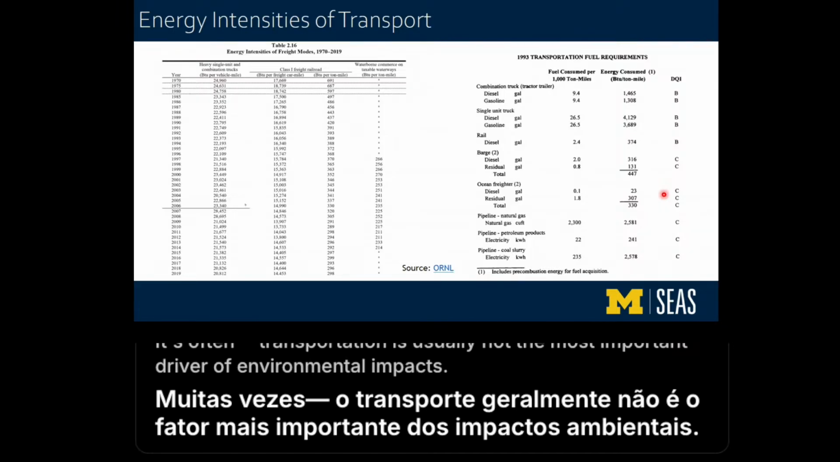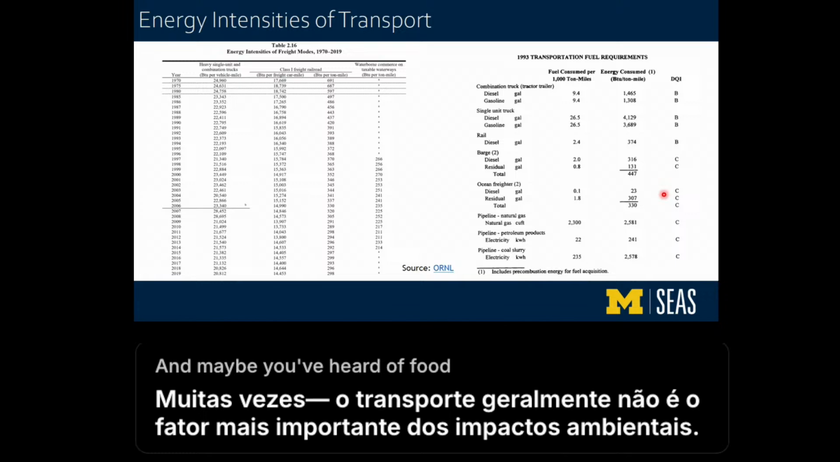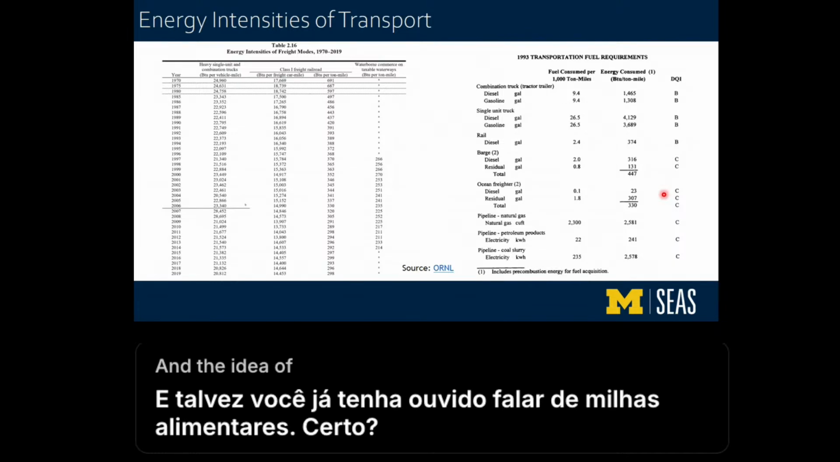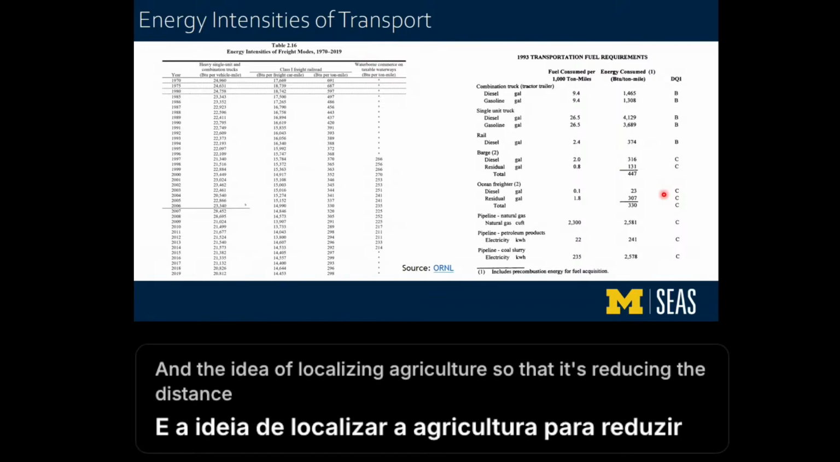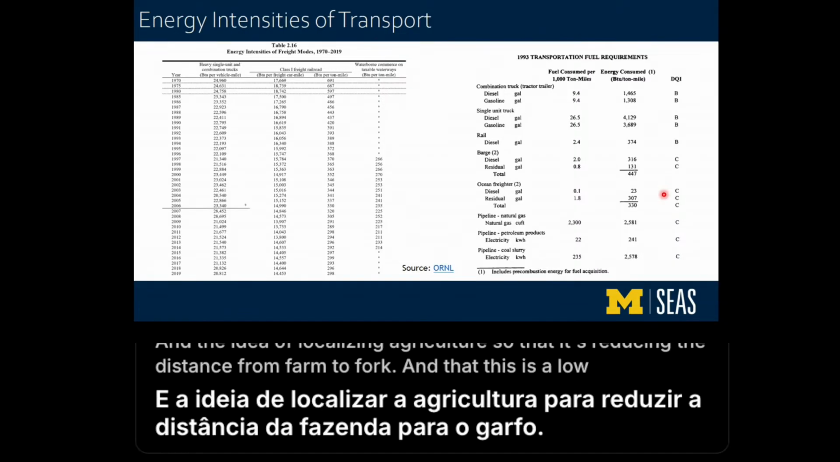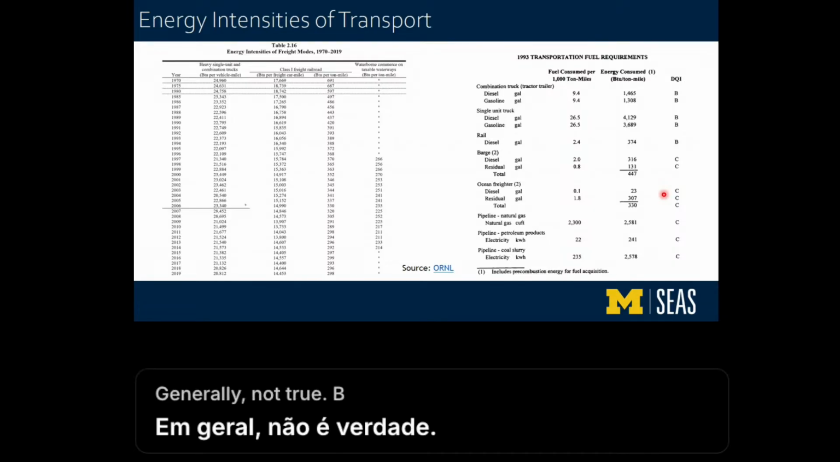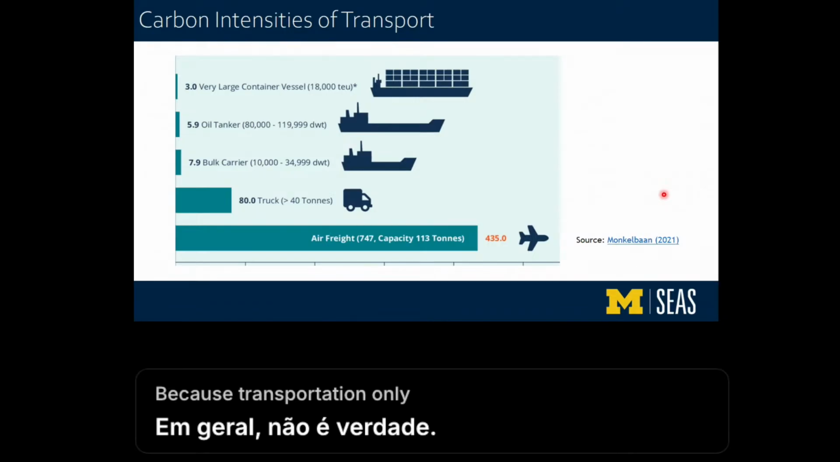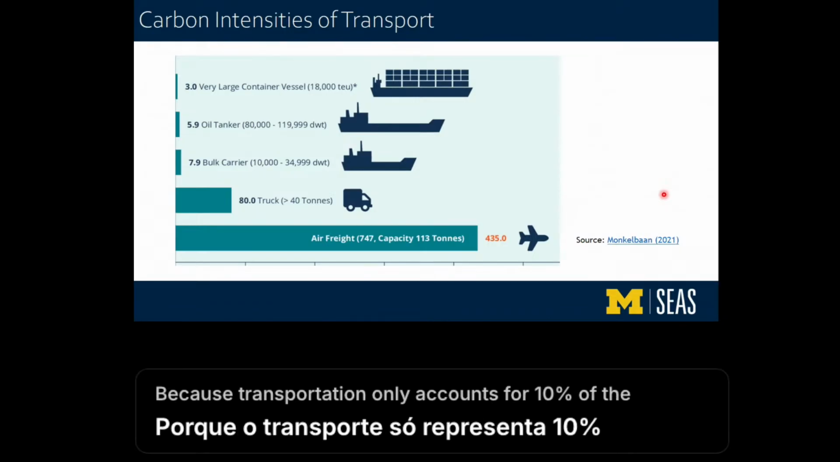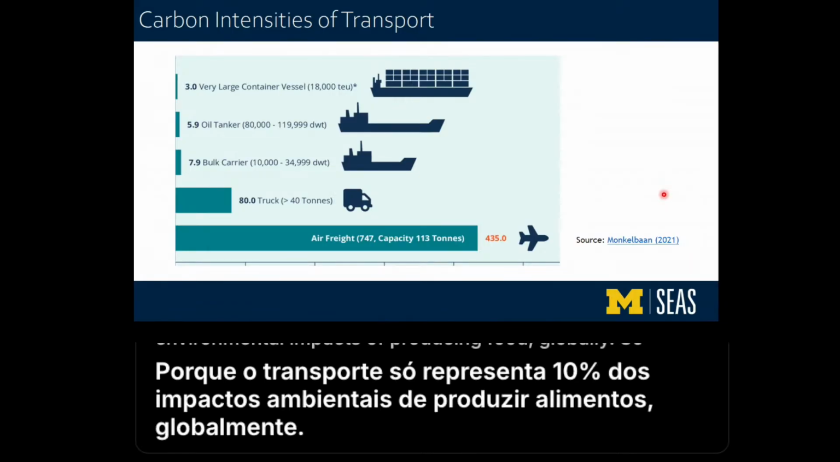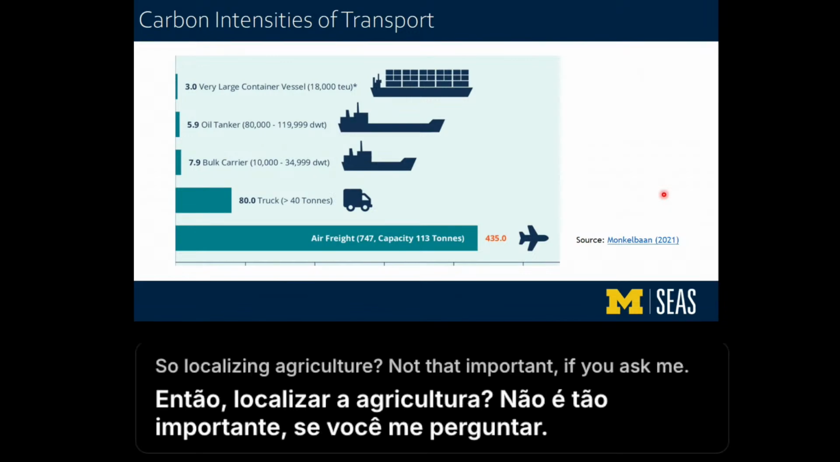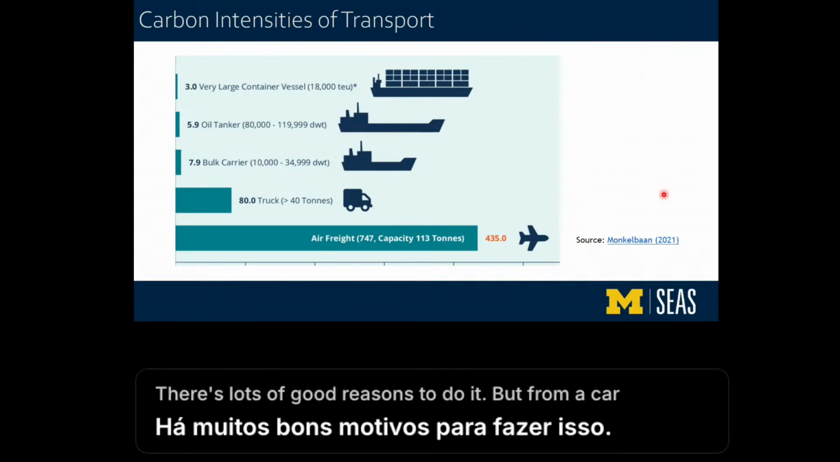And maybe you've heard of food miles, right? And the idea of localizing agriculture so that it's reducing the distance from farm to fork, and that this is a low carbon way to produce food, better for the environment. Generally not true, because transportation only accounts for 10% of the environmental impacts of producing food globally. So localizing agriculture, not that important. If you ask me, there's lots of good reasons to do it, but from a carbon perspective, it's not really important.